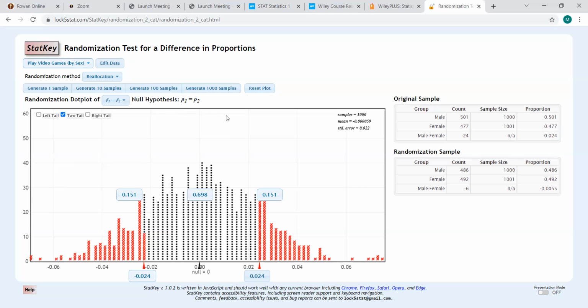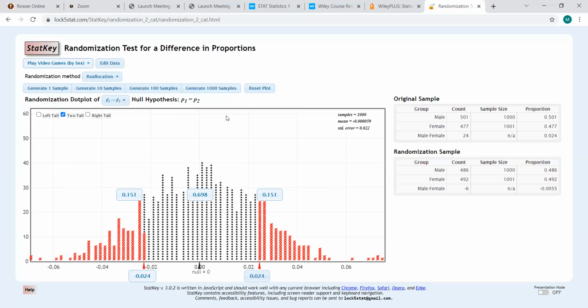Now, it's very important to understand that when we do not reject the null hypothesis, if the p-value is sufficiently large, then we do not say the null hypothesis is true. We don't say that. We just say there's not enough evidence to reject it.